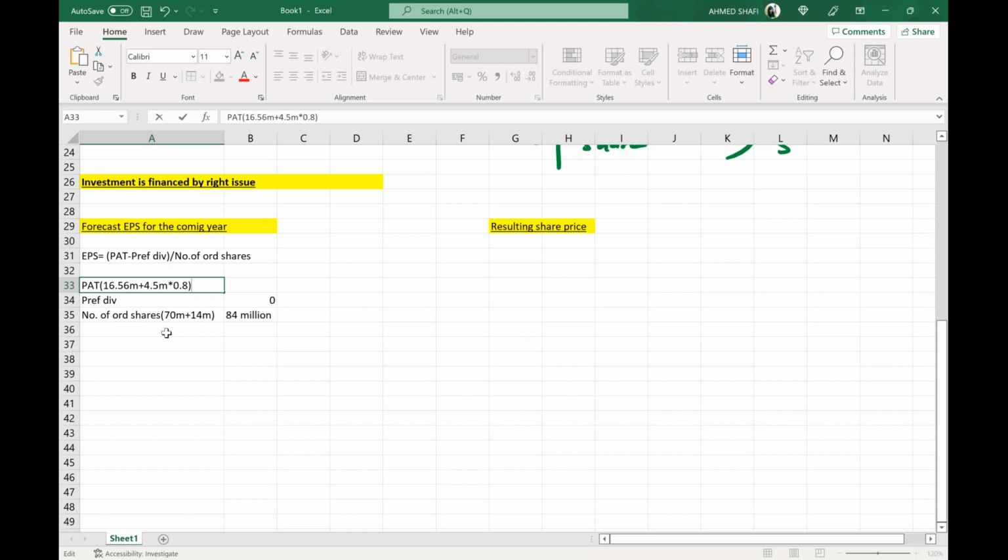Because 16.56 million is the PAT for the current year. Next year, profit will increase by 4.5. But keep this in mind: if your profit increases by 4.5 million, you have to pay 20% tax on that 4.5 million as well. So the net impact you would only get is 80%. So 16.56 plus 4.5 times 0.8 will make 20.16 million. Now you can get EPS easily.